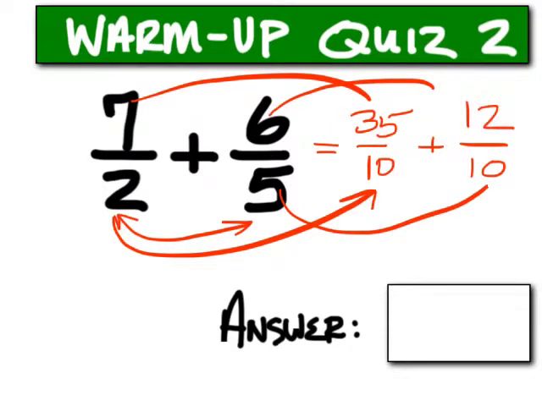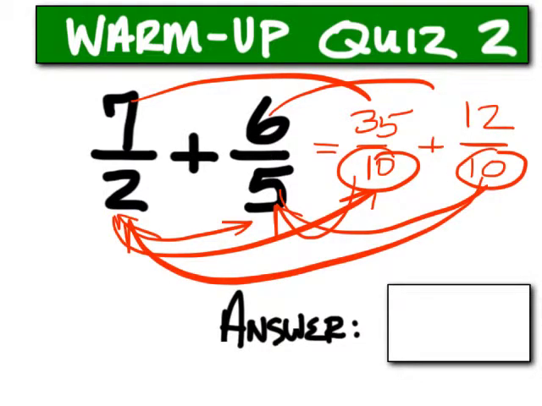Where did I get times 5 and times 2? Divide 10 by 5 to get 2. That's what you're multiplying by. Divide 10 by 2 to get 5. That's what you're multiplying by. Where did I get 10 from? It's the lowest number that 2 and 5 will go into evenly.